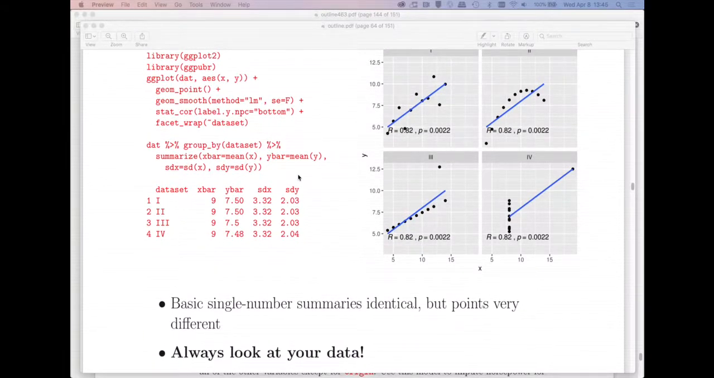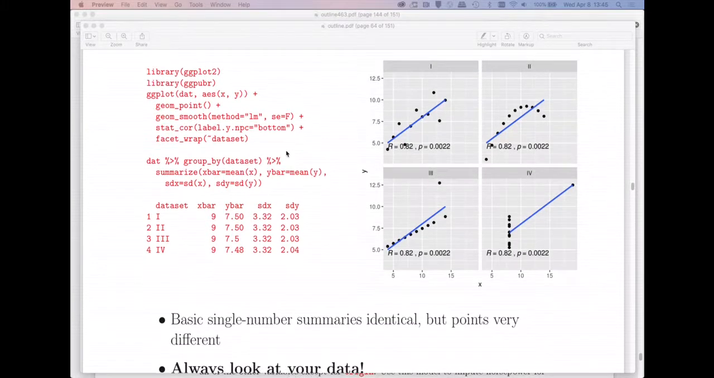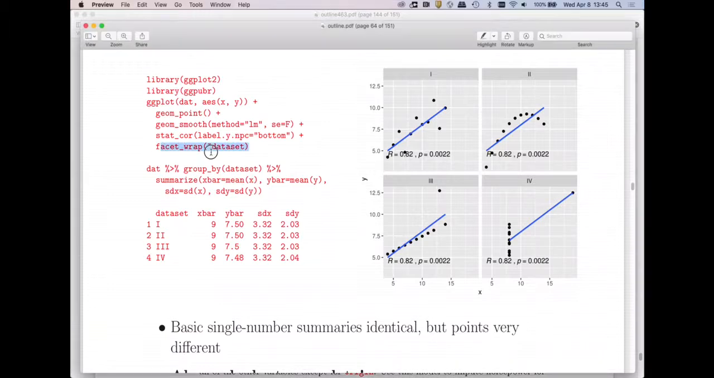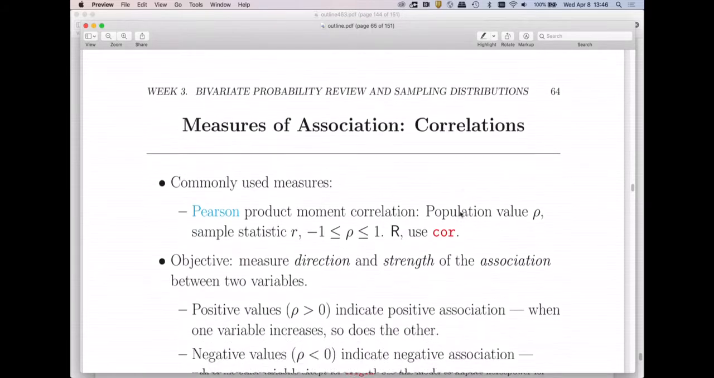The other point that I want to make with this is it's a really nice example of faceting in R. This facet wrap is what allows me to generate 4 separate scatter plots. These are called small multiples by Tufte. It's a really useful, powerful graphical technique, so it's good to know about faceting. All right.